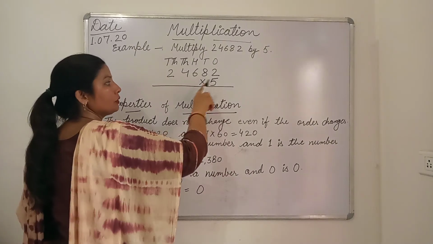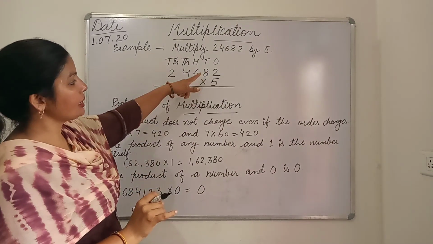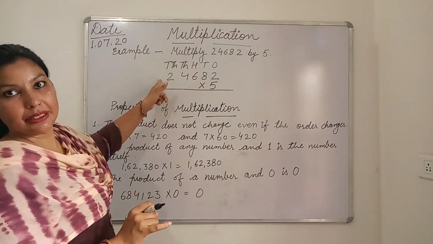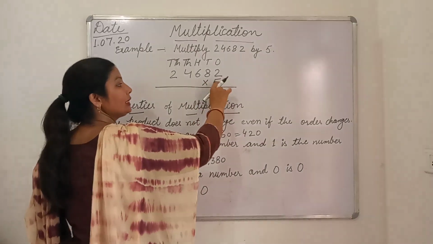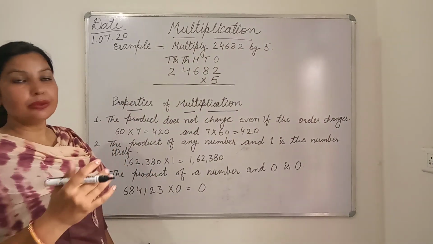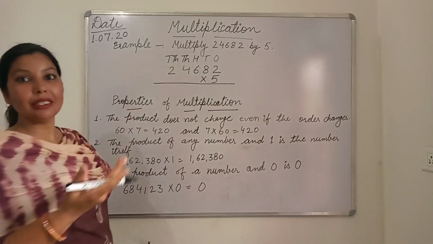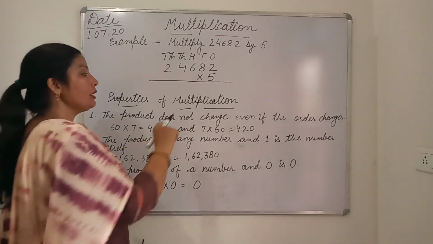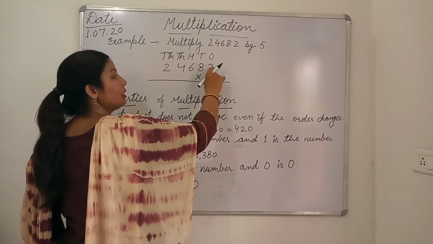So first of all we should multiply by the ones column. Then we should multiply by tens, then hundreds, then thousands, then 10,000. Okay. So here is only a single digit in the multiplier. If we have 2 digits, then after multiplying by the ones column, we should multiply by tens. But here is a single digit number, so we should multiply by the ones column, 5.